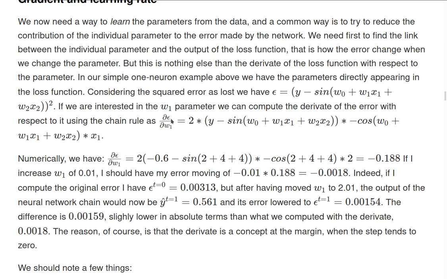So we compute the derivative of the error with respect to the parameter of interest. Here it is squared, so 2 multiplied by y minus sine of the whole expression, multiplied by the derivative of the sine, which is the cosine, so minus cosine again with everything inside. And then finally, because w1 is multiplied by x1, we apply the product rule and multiply by x1. So what I wrote here is the derivative of the loss function with respect to the parameter w1.